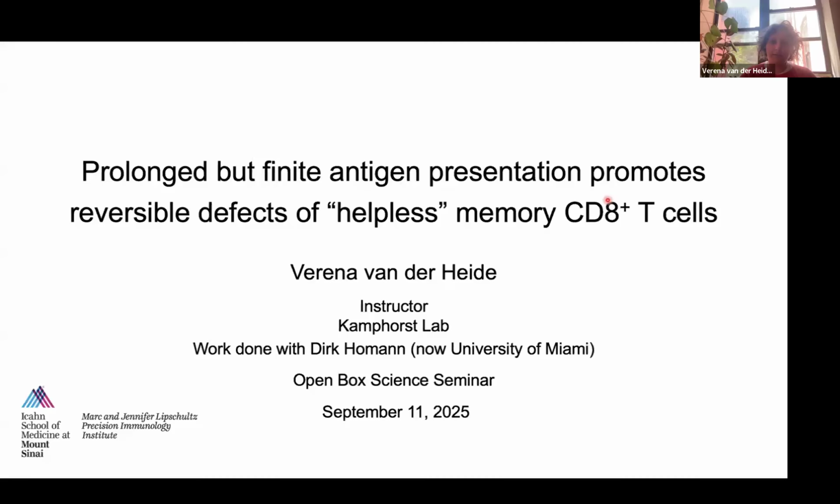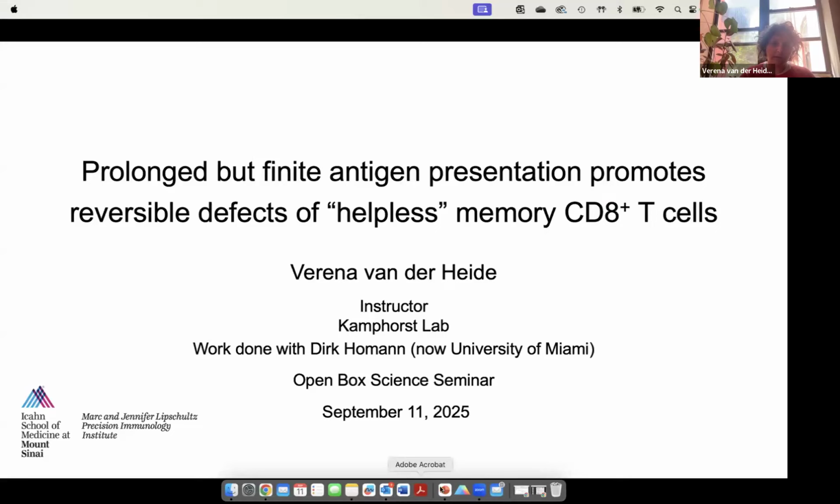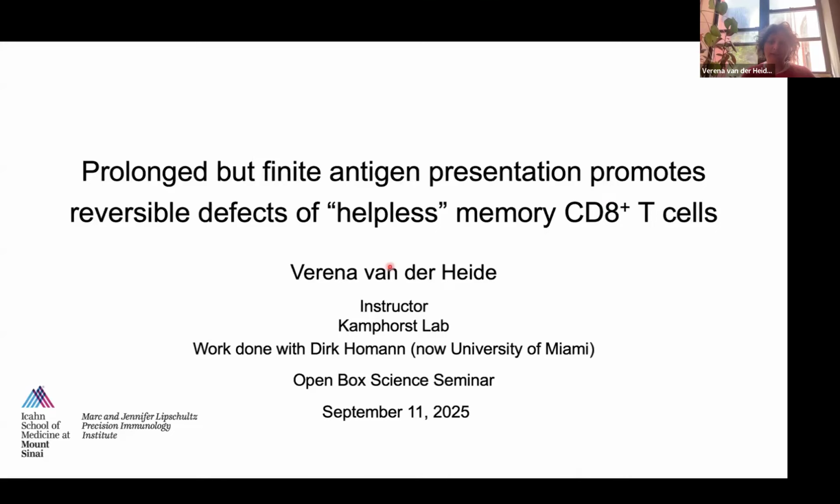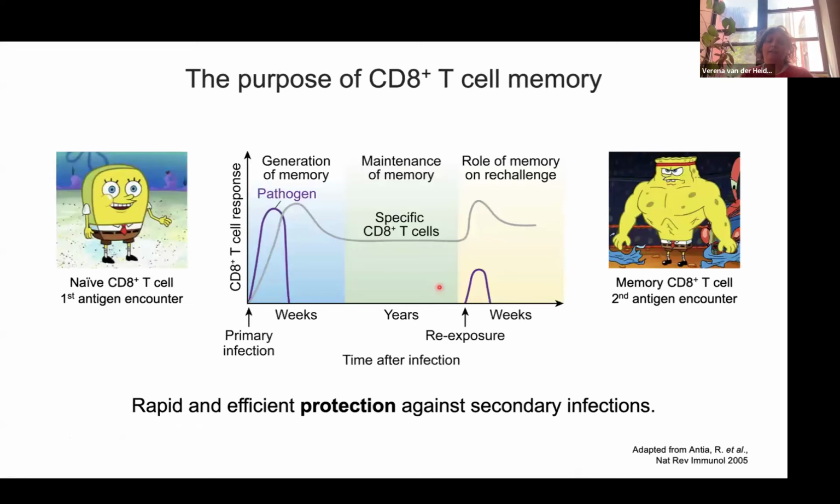About the story that started in Dirk Hohmann's lab at Mount Sinai, and now I'm actually an instructor in Alice Campor's lab. So the work is a little bit similar, but also different. We're more focused on viral infections in chronic settings and also some tumor immunology. So I just wanted to very quickly start with why we do need T-cell memory.